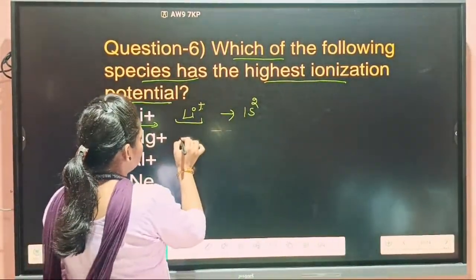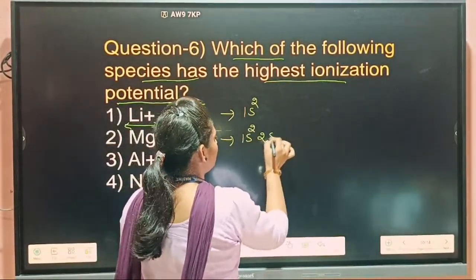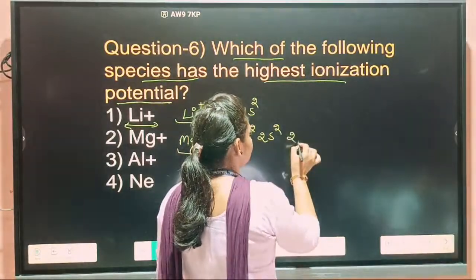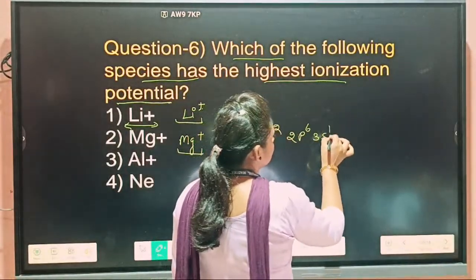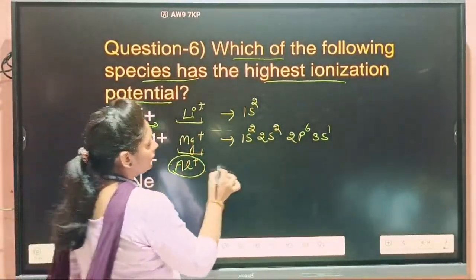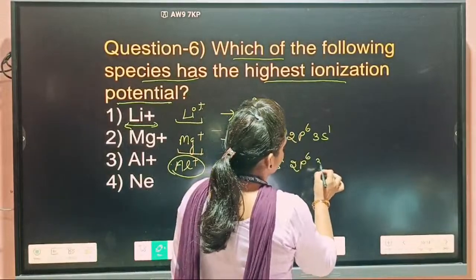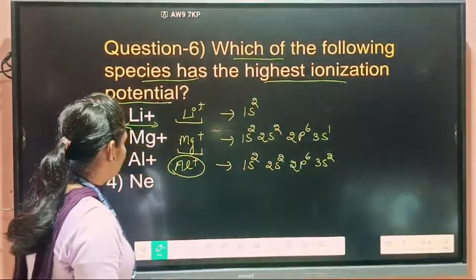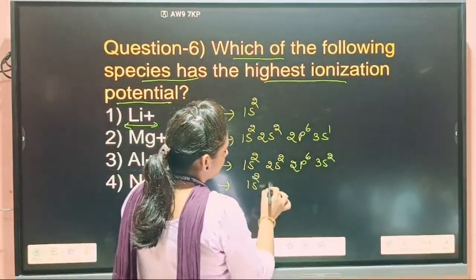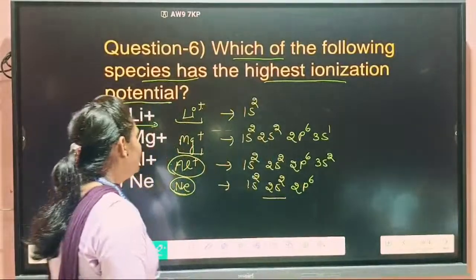Okay. Here magnesium plus. What is the configuration? 1s2, 11 electrons are there. 1s2, 2s2, 2p6, 3s1. Here, in case of aluminium, 1s2, 2s2, 2p6, 3s2. Okay, and in case of neon, 1s2, 2s2, 2p6.